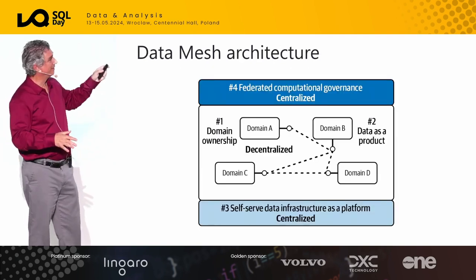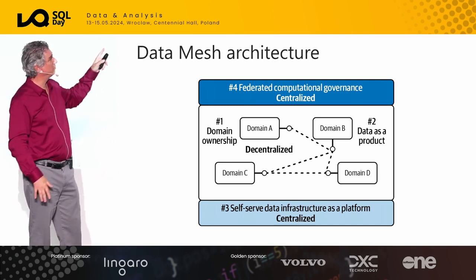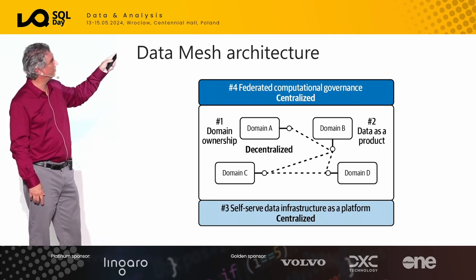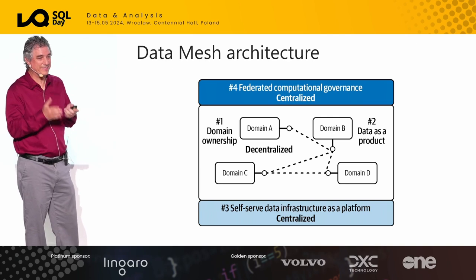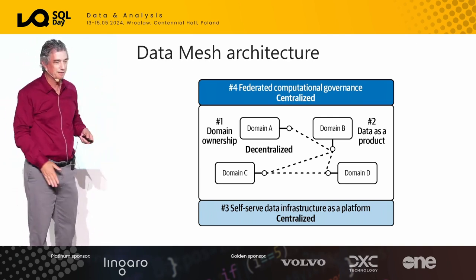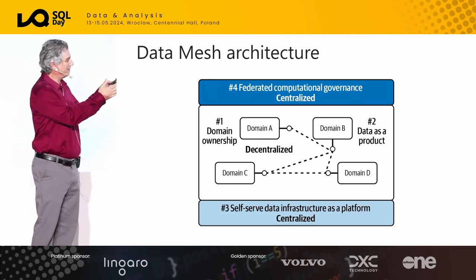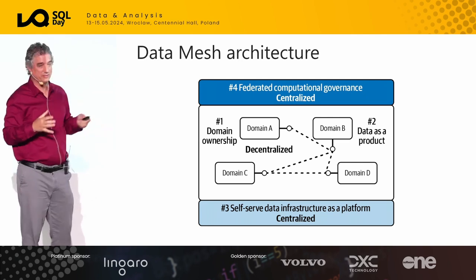Now the confusion is, people think data mesh is all decentralized. Well, the reality is only 2 of those principles are decentralized: the ownership and data as a product. For the other 2, there's going to be a centralized team that's going to do that. Now that centralized team could be made up of individuals from each of the domains, but you can't decentralize those. It goes against the whole idea. So 3 and 4 are going to be centralized teams.